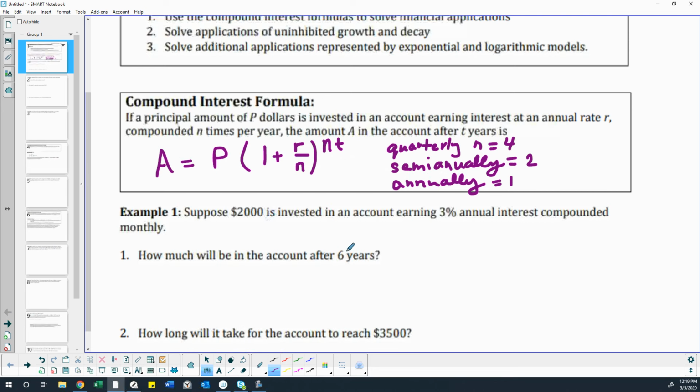Okay, let's do example 1. Suppose $2,000 is invested in an account earning 3% annual interest compounded monthly. So n will equal 12, because it's compounded monthly, so 12 times per year. We're going to use our formula: how much will be in the account after 6 years? A stands for the total amount, the principal plus the interest. So we're finding the total amount in the account after we invest $2,000.